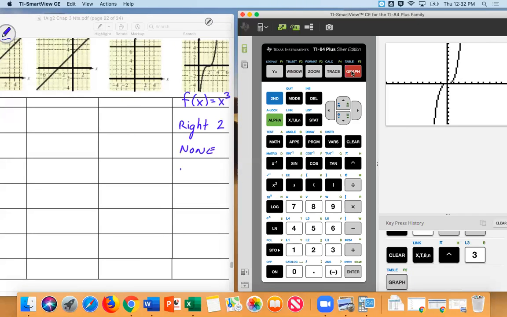So there is none. What's my domain? All reals, right? I can put in any value for x. What is my range? All reals. Is it a function? Hansi's gotten good at this. It is. Now here's the thing.